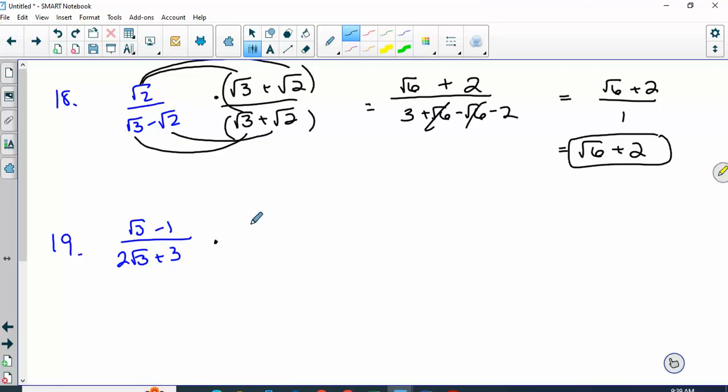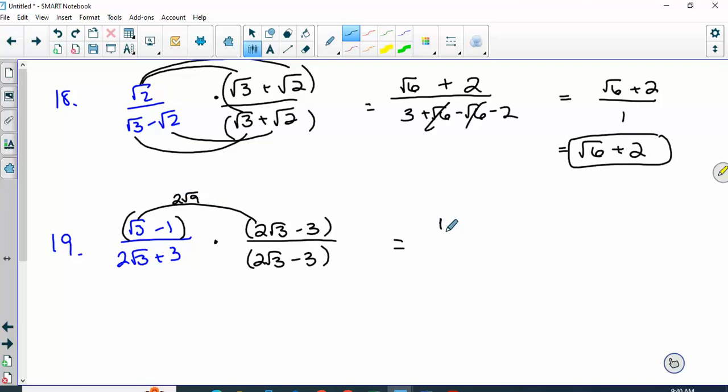Next one. What do we multiply by? So we FOIL. The square root of 3 times 2 radical 3. So that would become 2 square root of 9. What's the square root of 9? 3. So 2 times 3 is 6. Minus 3 radical 3, minus 2 radical 3, plus 3.